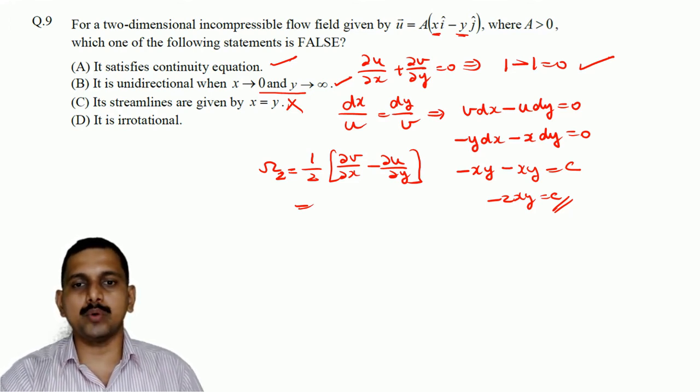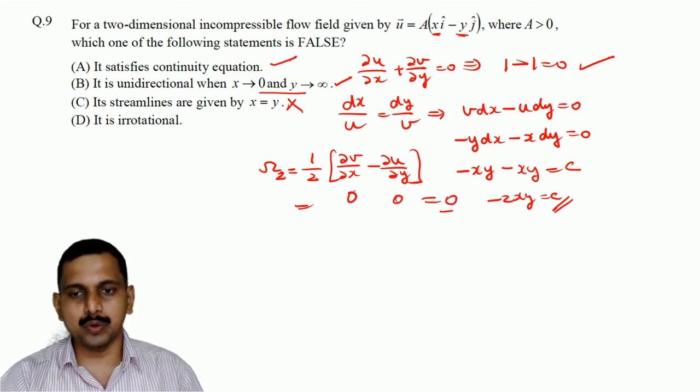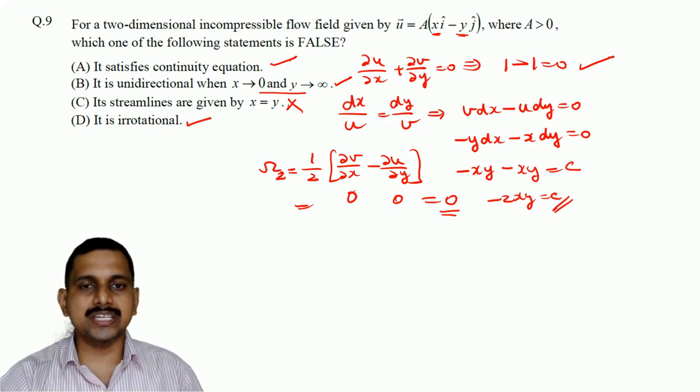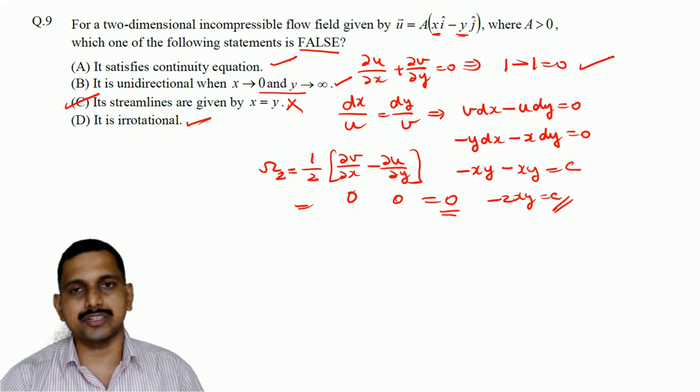What is dou v by dou x? That becomes 0. What is dou u by dou y? That also becomes 0. So this becomes equal to 0. That is why it is irrotational is correct. Now the question asked is which is false? Which is false? C is false. So that is the answer.